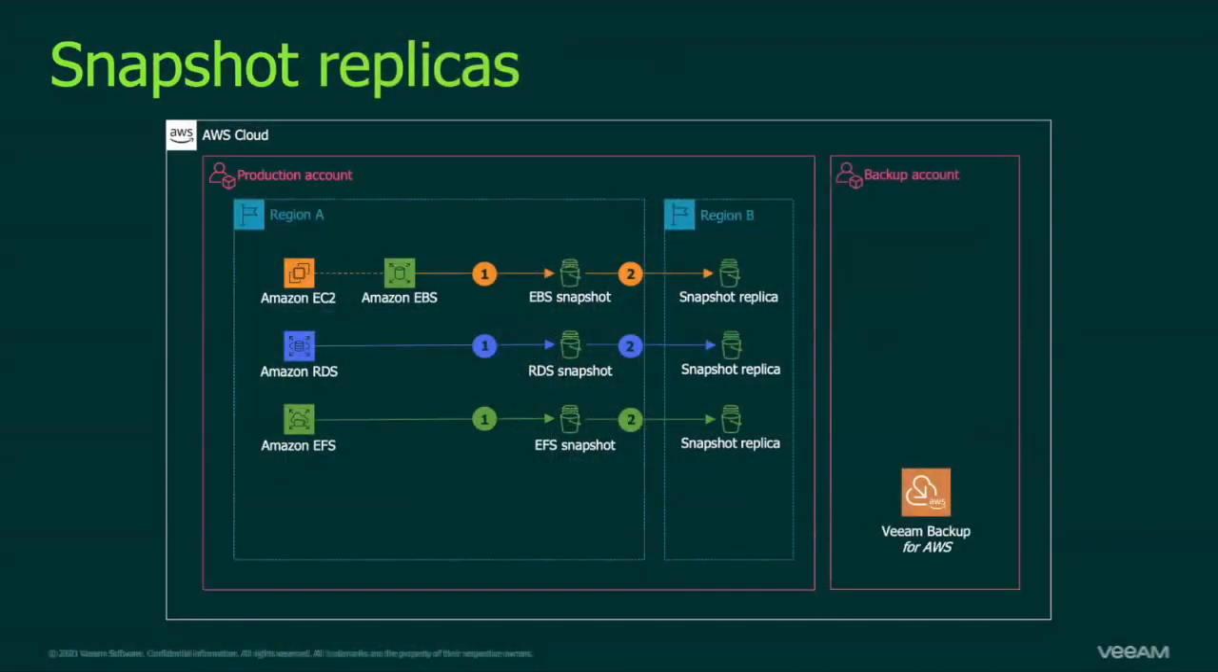So also from an RTO perspective and an RPO perspective, we have the ability to do snapshot replicas across different regions, different accounts. So when you're thinking about what your RPOs are, it's very quick to recover from a snapshot, but it takes longer to recover from backups stored in object storage. So we have the ability to not only do snapshots, but snapshot replicas in different regions and different accounts, and then offload those into S3.